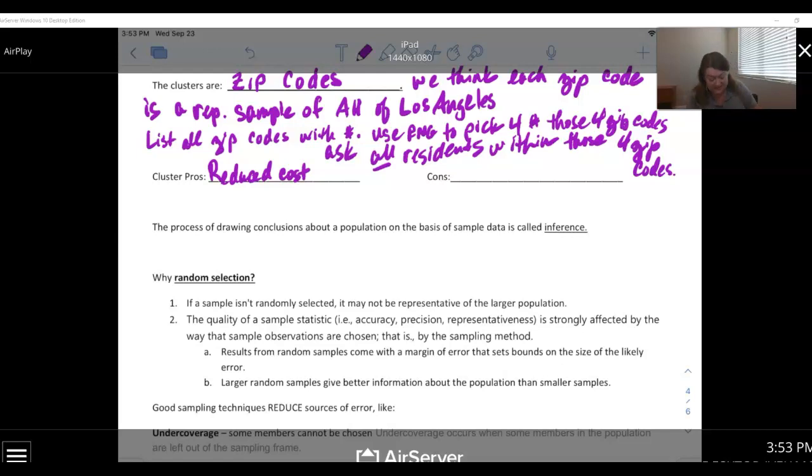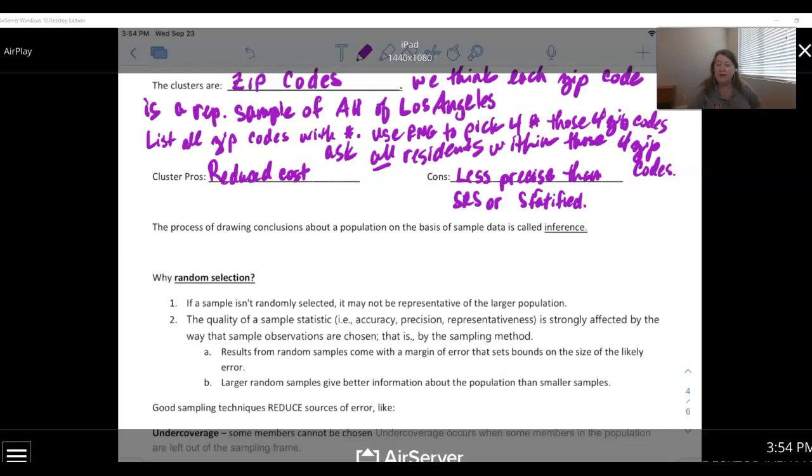The con is that it's going to be less precise than an SRS or even stratified. And that's simply because of that idea that it's going to be really, really difficult to get zip codes that are truly going to be a good mix of everybody in Los Angeles County.